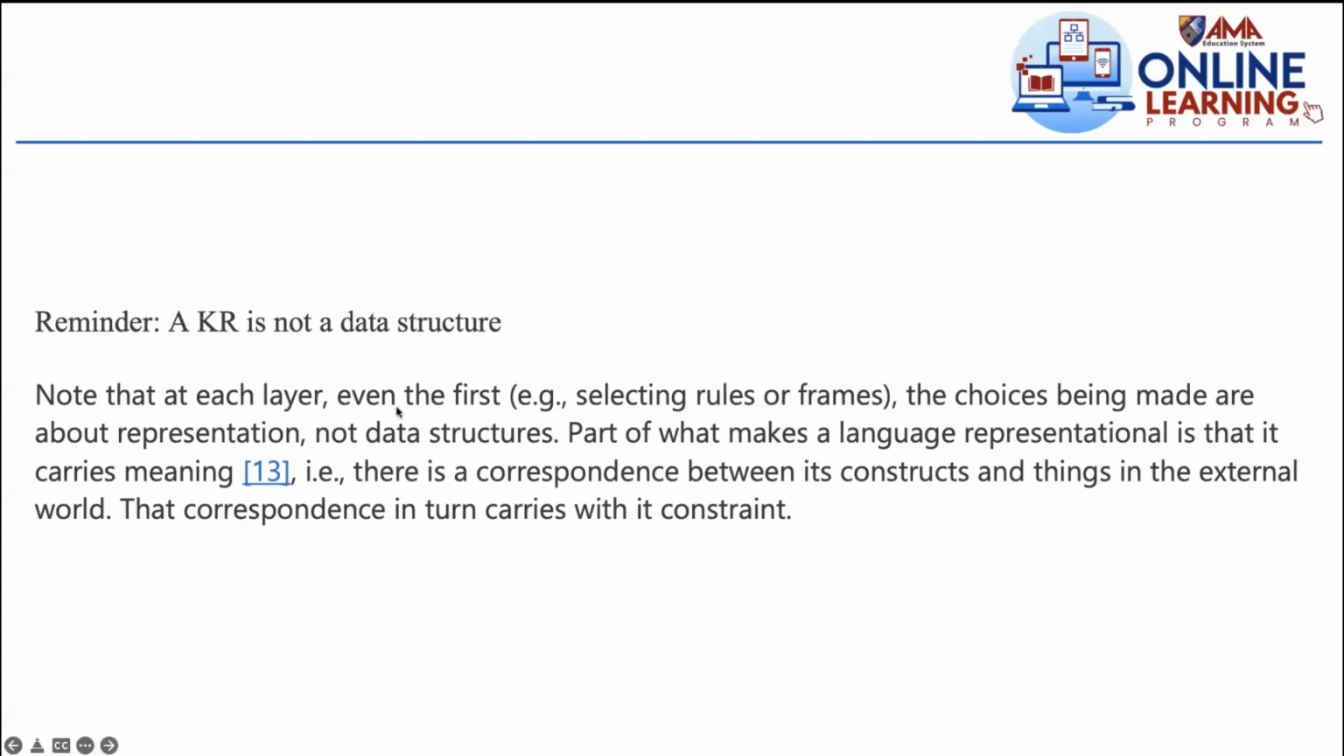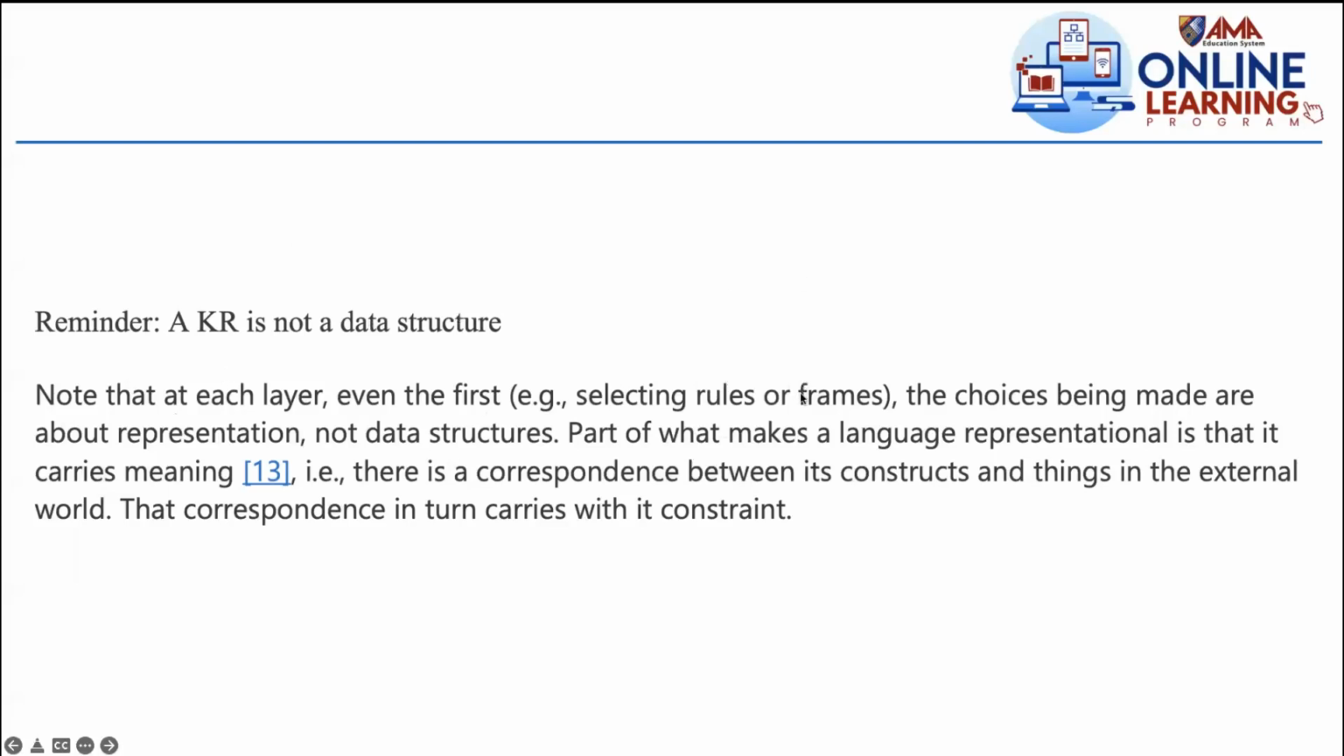Yeah, for example, note that each layer, even the first, selecting rules or frames, the choices being made are about representation, not data structures. For example, in the semantic, there's a graph. Graph is a data structure that we use to represent knowledge in terms of semantic. The other one is the frame representation. Frame is a data structure to represent knowledge in terms of frame representation. But the knowledge representation using those techniques is not a data structure. We only use those data structures to implement the knowledge representation, just like the graph and the frames.